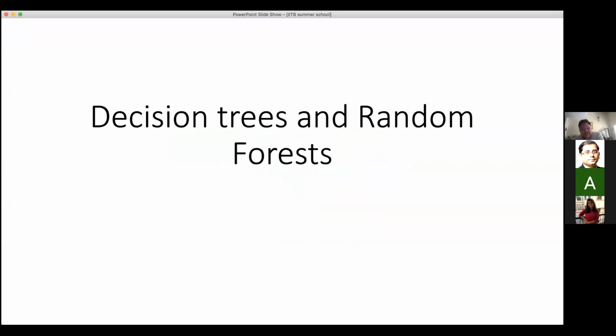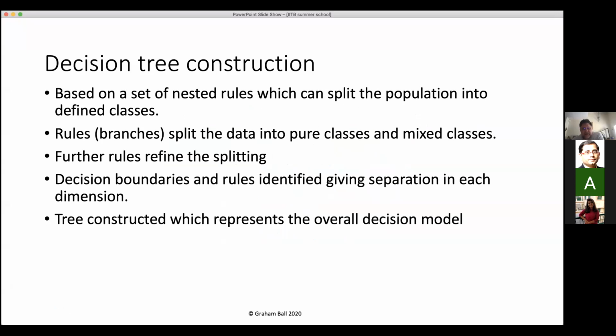Now, another third approach that's commonly used is a decision tree and a random forest. And basically, a decision tree is a set of rules that are nested that can split the population into different classes. So it's a nest of rules that says, if this, go down this branch, if that, go down that branch, and basically can split the data into pure or mixed classes. And then it will subsequently split individuals further into subclasses and subclasses. So a decision tree is a way effectively of making a set of rules that splits the population.